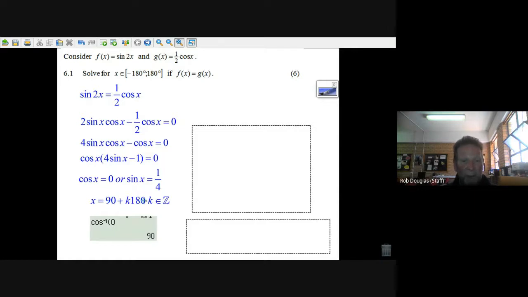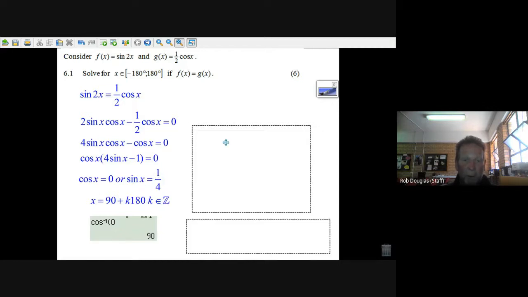There's other ways of expressing this, but this is the shorthand best way of showing all the places where the cosine of x will equal 0. 90 degrees is one answer, and there's many more. Any multiple of 180, and k is an integer.